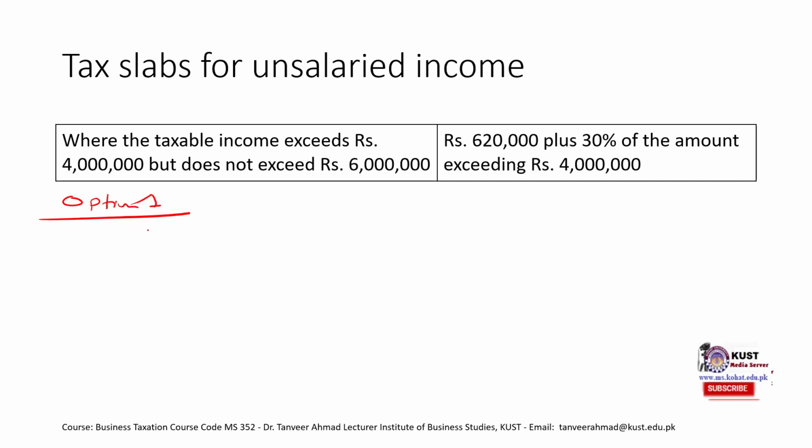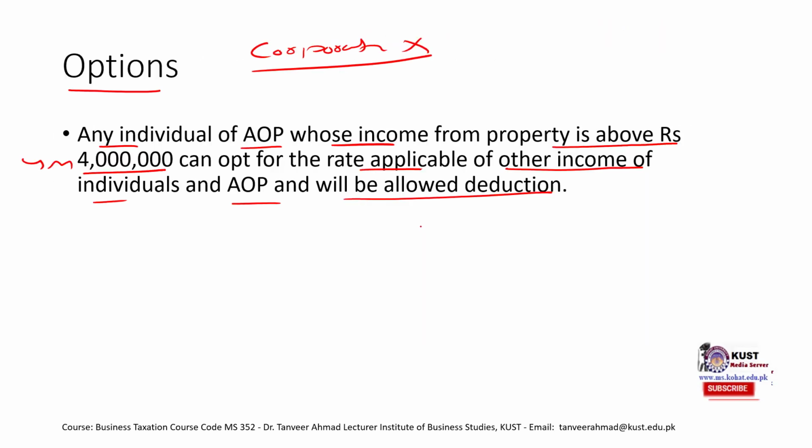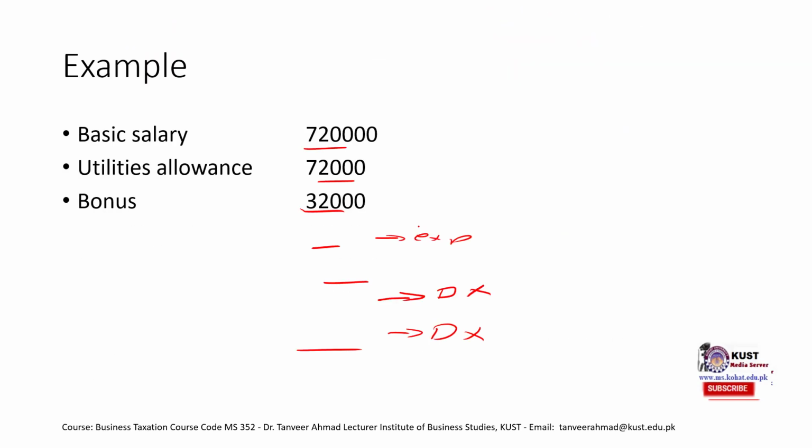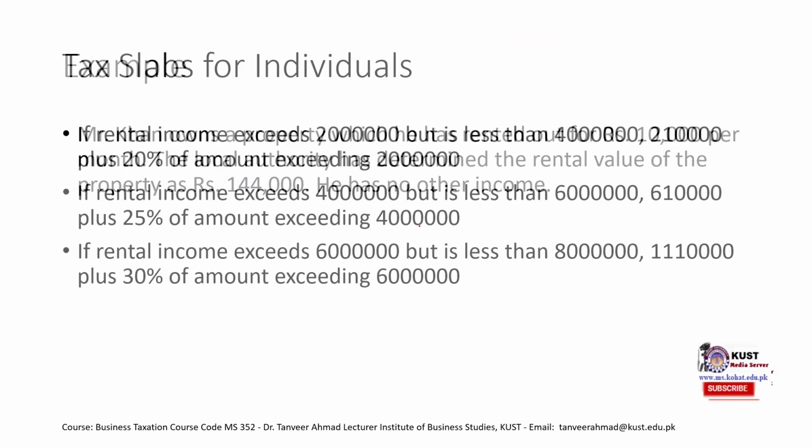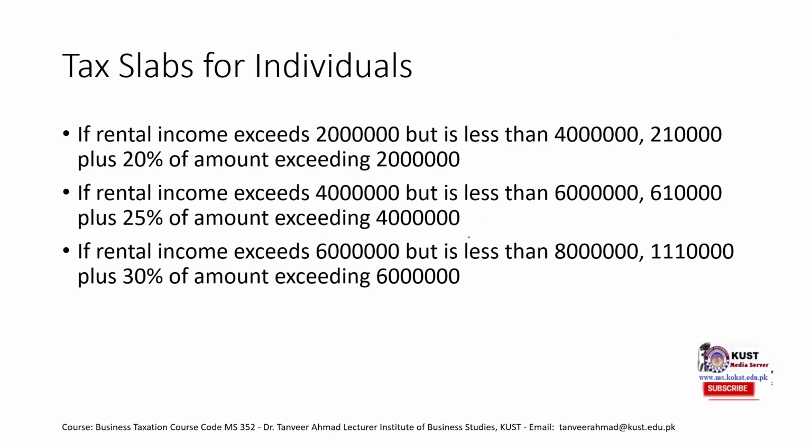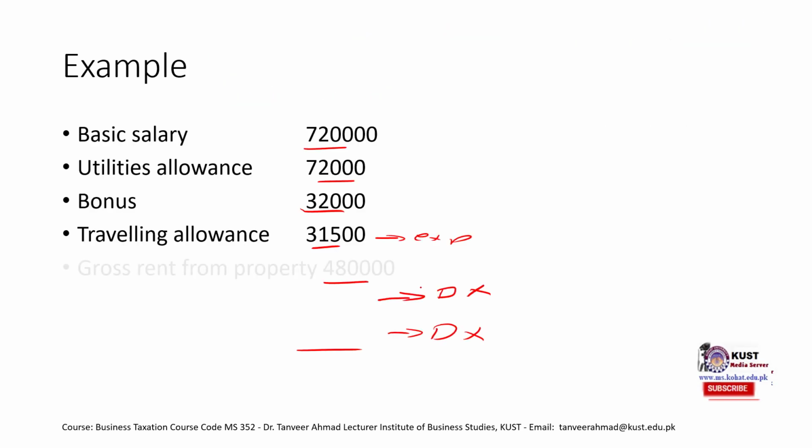In option 1, the property income of Mr. Qasim is 78,00,000 rupees. There is no deduction allowed as an individual. And the tax slab Mr. Qasim falls in, let me go back. Mr. Qasim falls in this specific tax slab. It is greater than 60 lakh rupees but less than 80 lakh rupees. So Mr. Qasim would have to pay 11,10,000 and 30% of any amount exceeding 60 lakh rupees. So let me move back to that slide.